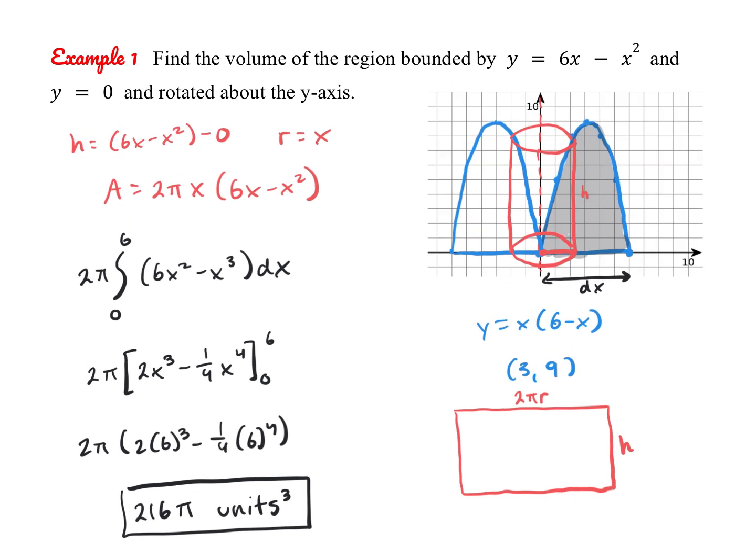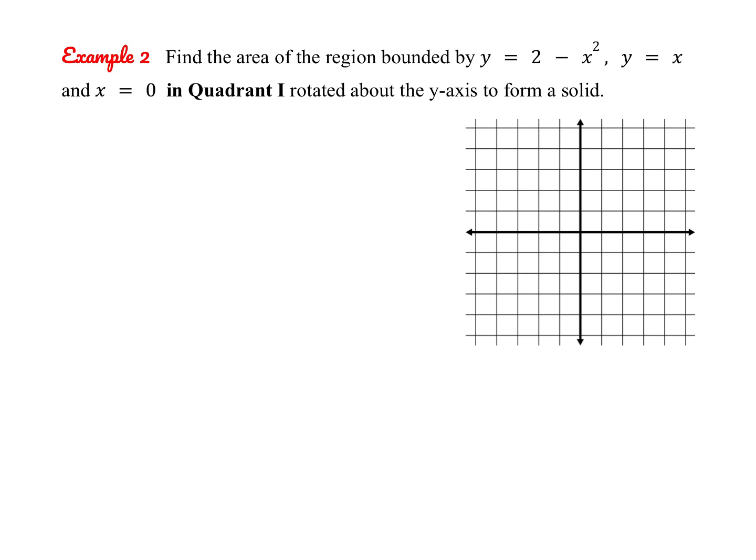So for today, I really want us to focus on the setup of our integral. So understanding how to create our cross section. Our cross section is always going to be the height of our rectangle. Understanding which variable we're integrating with respect to, and then understanding how to define h and r in terms of that variable. All right, let's try another one together.